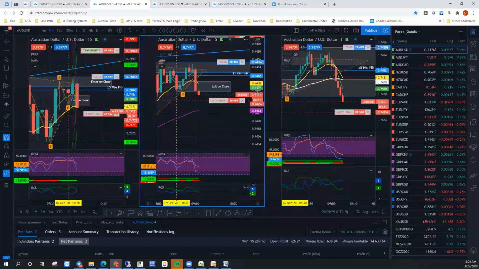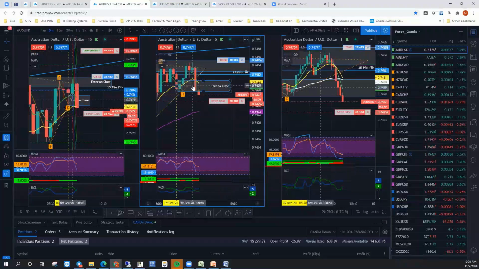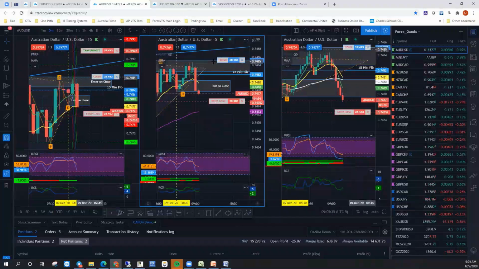Looks like this is going to be the stop out here. Exit on the close. Looks like it's going to. That was the head fake.